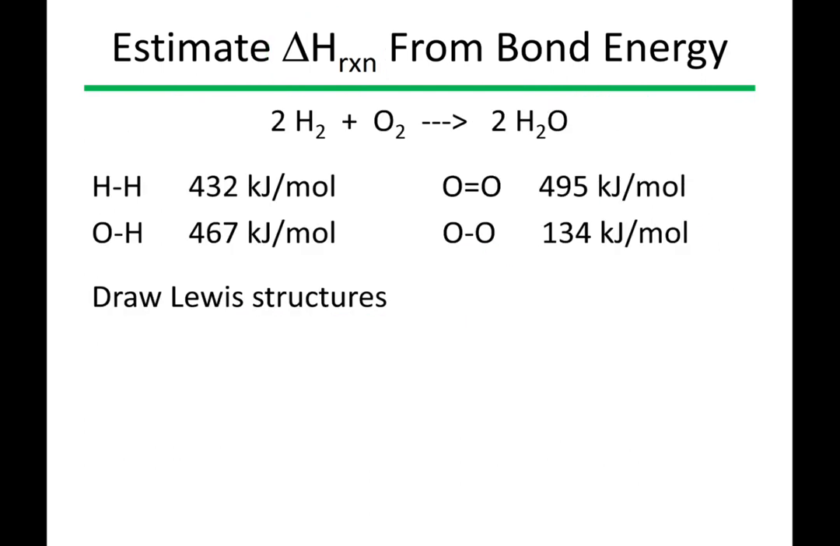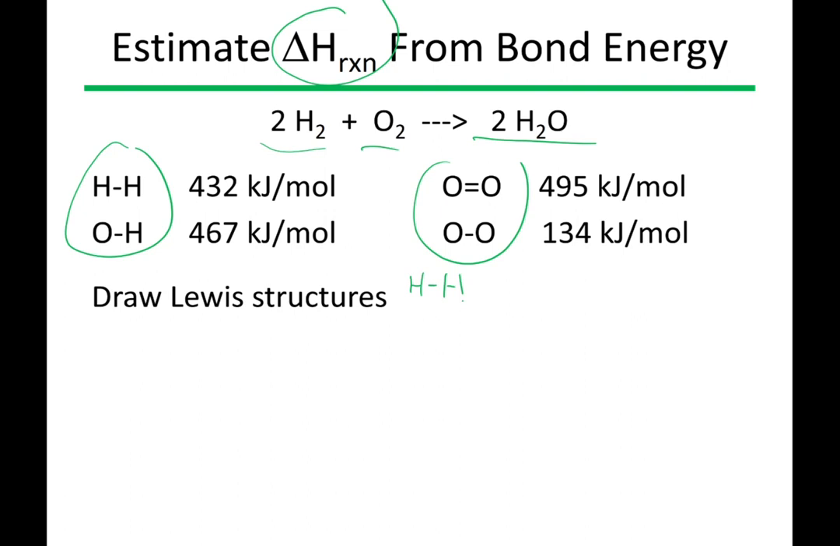Let's look at an example of how we do this. So say we wanted to calculate the delta H of reaction for 2 hydrogens plus an oxygen going to make 2 waters. To do this, we need to know what bonds we're actually breaking, so we'd need to draw the Lewis structures for these. So H2, there's a single bond. We have 2 of them, and we have one O2, which has a double bond. And then we're going to make 2 waters, which are hydrogen-oxygen single bonds, and we have 2 of those molecules.